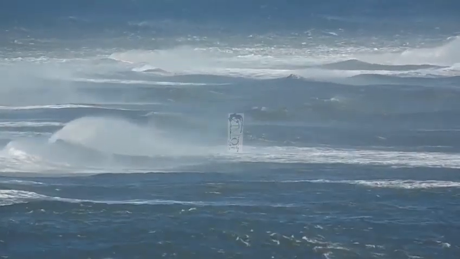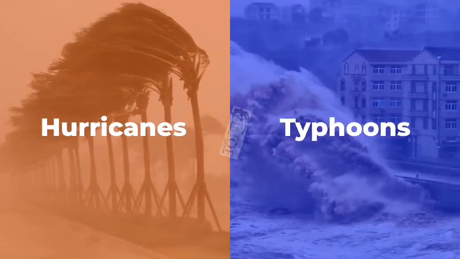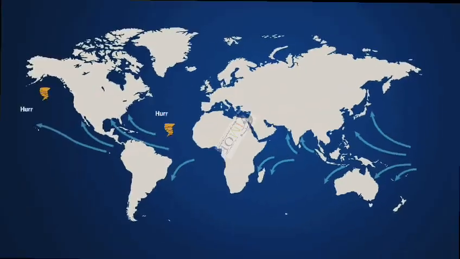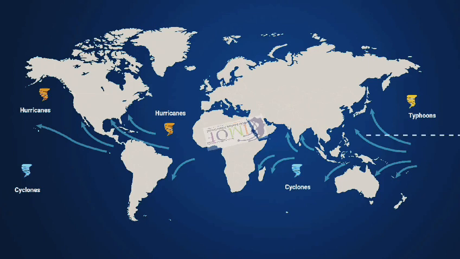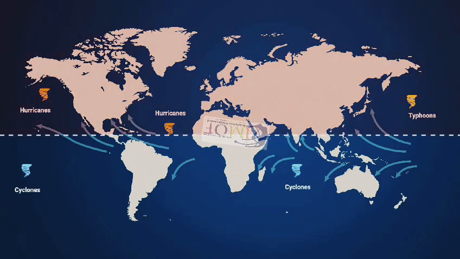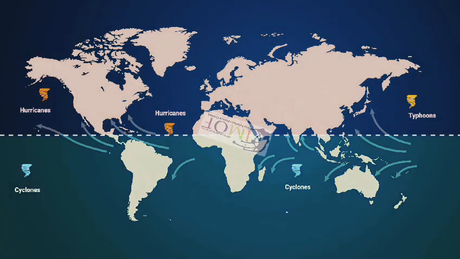How are these cyclones formed? Where are they initiated? Hurricanes, typhoons, what are they? Let's see. In the East Pacific, it is called a hurricane. And in the Northwest Pacific, it is termed a typhoon. And in the South Pacific and Indian Ocean, it is called a cyclone. You can also classify them based on hemispheres: the northern ones as hurricanes and the southern ones as cyclones.